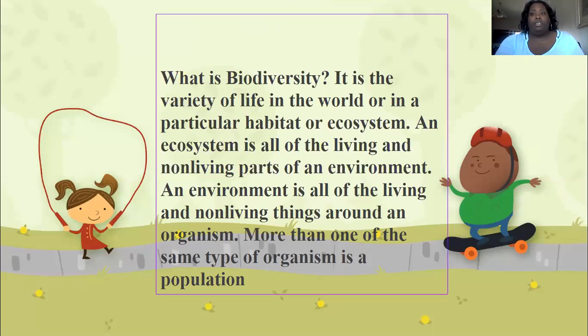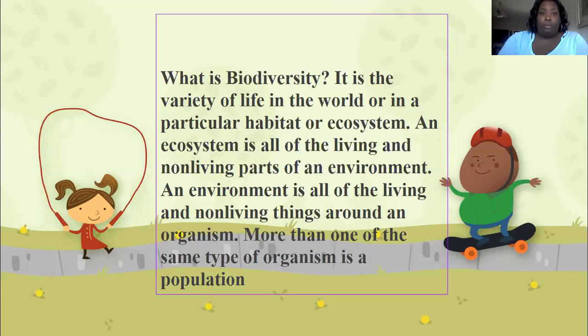So what is biodiversity? Biodiversity is a variety of life in the world or in a particular habitat or ecosystem. An ecosystem is all of the living and non-living parts of an environment. An environment is all of the living and non-living things around an organism. And more than one of the same type of organism is a population.